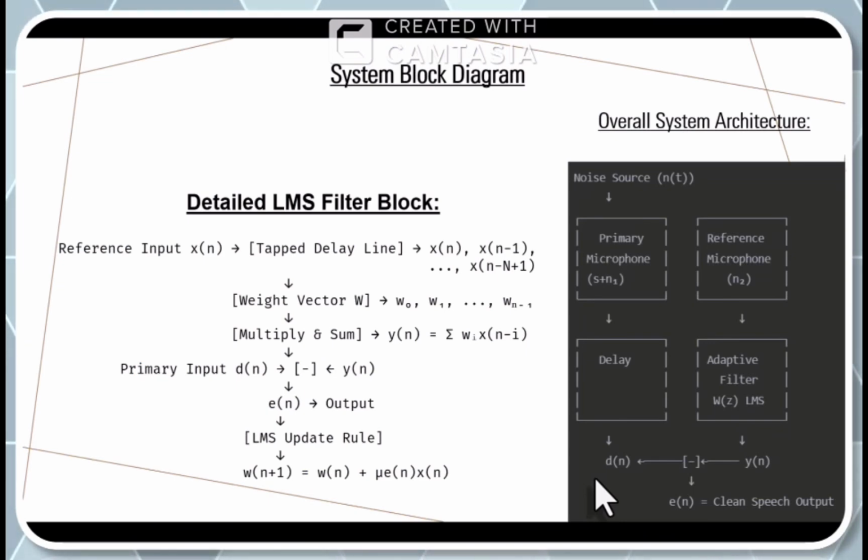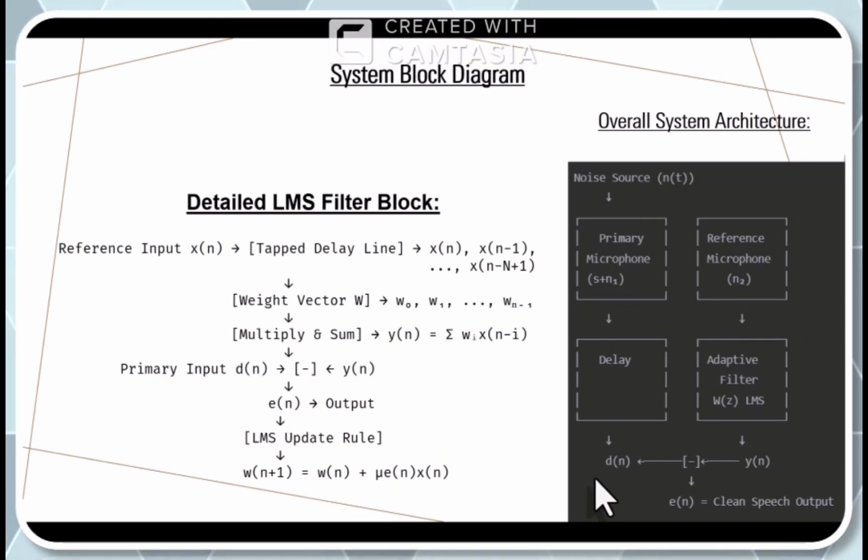Here we can see the overall system architecture. Here is the noise source, n(t), the unwanted sound or disturbance coming from the environment. Then the primary microphone captures both the speech and the noise. The output is s + n1, the noisy signal we want to clean. Then the reference microphone is placed where it captures mostly noise only, n2, not the actual speech. This acts as a reference to understand what the noise sounds like.